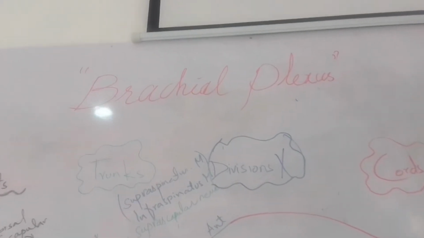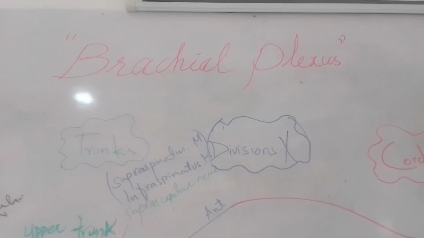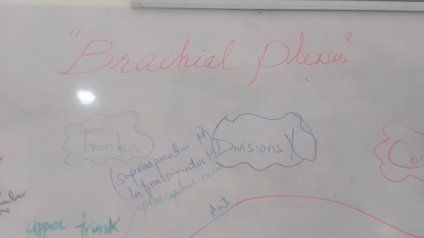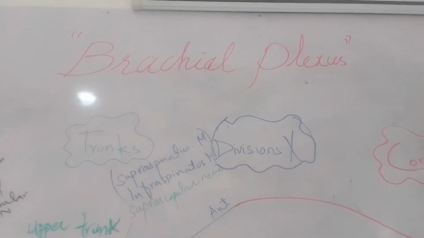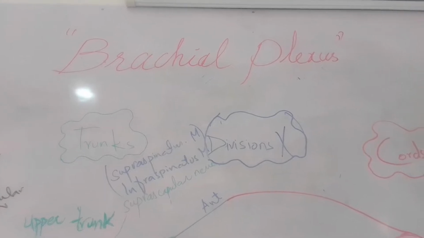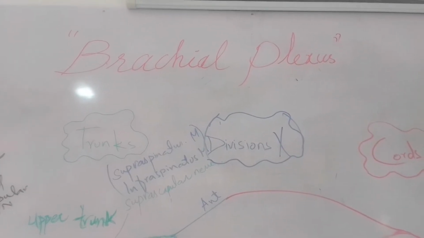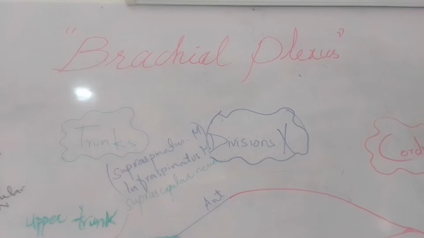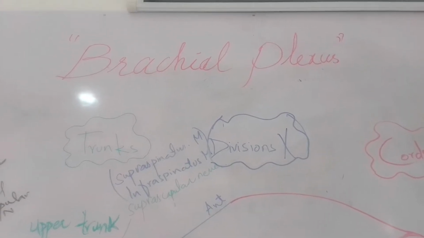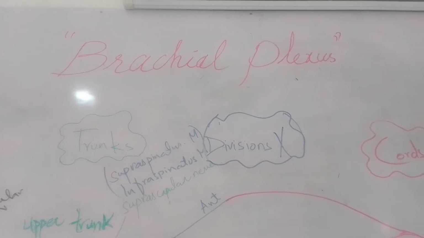Iram. Today we are going to discuss the brachial plexus. As discussed in the previous video, the plexus is a network of nerves. There are 4 plexuses in our body: brachial, cervical, lumbar and sacral. Today we are going to discuss in detail the brachial plexus.